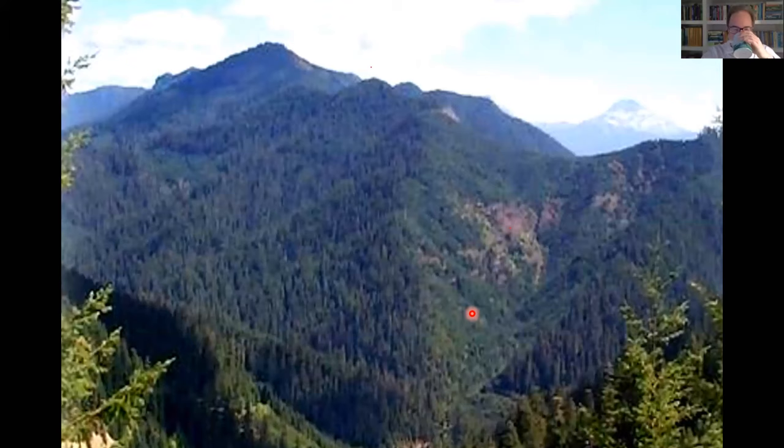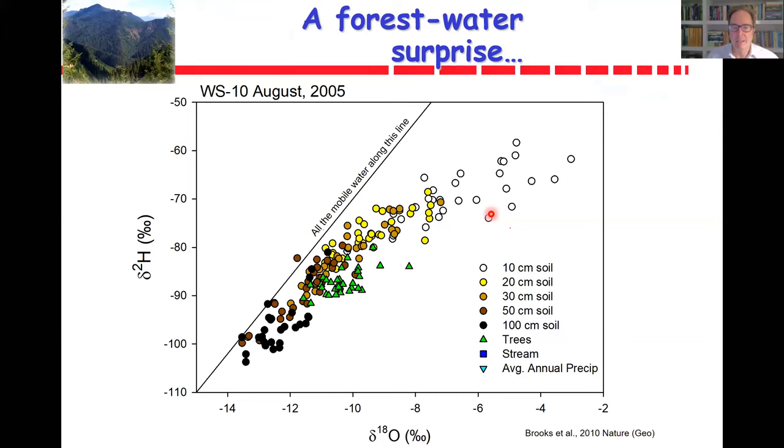And we're going to now sample these trees to see what their isotope composition looks like. And this is what the data look like. This was first collected and presented to me by Renee Brooks, who's a really incredible isotope geochemist and ecologist at the Environmental Protection Agency. And she came to coffee one day with these green triangles, only those data.